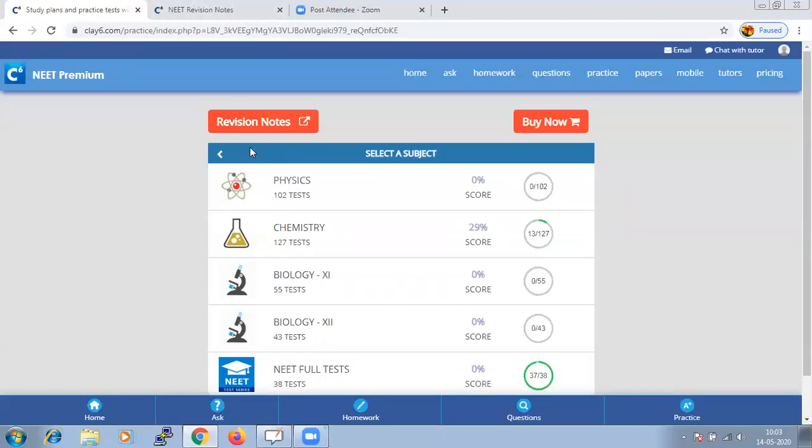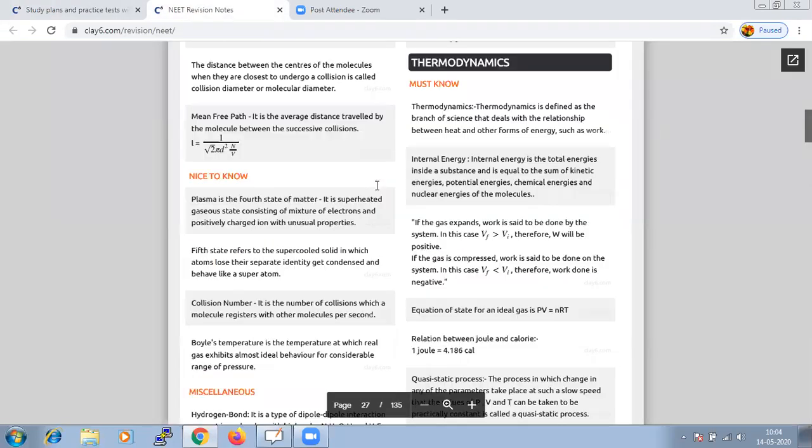And let us start the session today with the chapter Thermodynamics. So the very first question starts as, what is thermodynamics? Thermodynamics is defined as the branch of science that deals with the relationship between heat and other forms of energy.